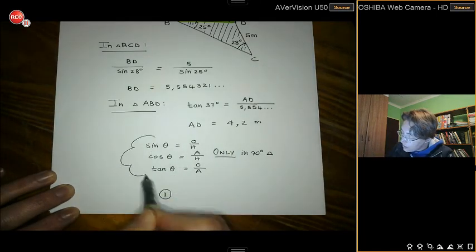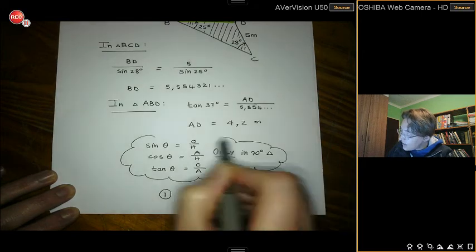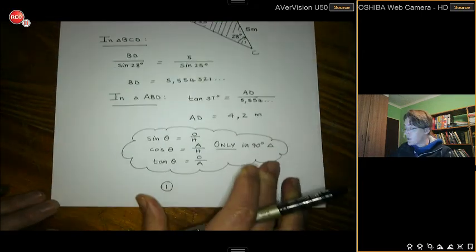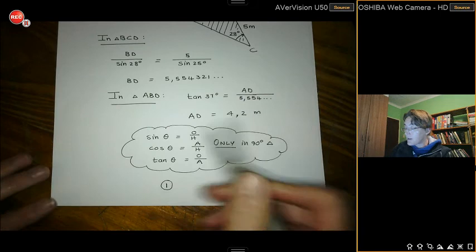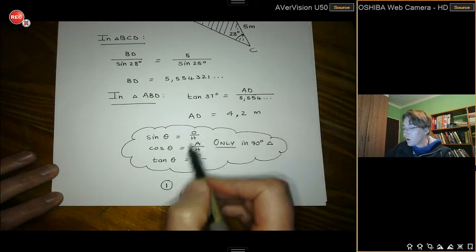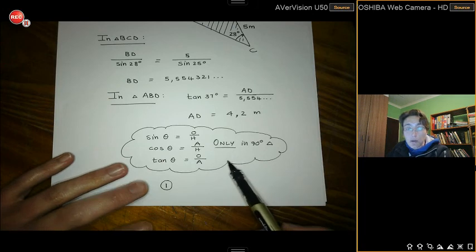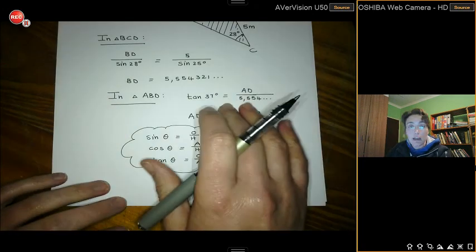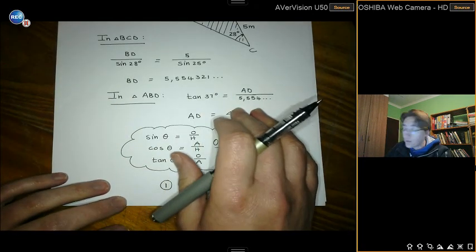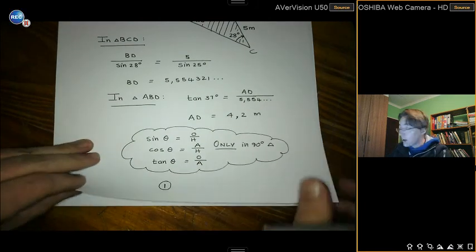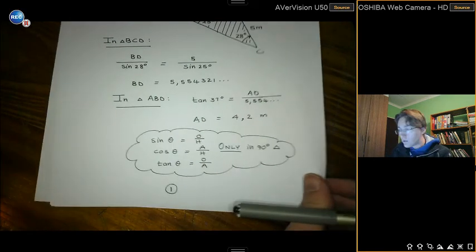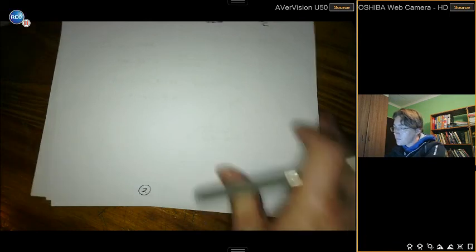And I think most of you have that mnemonic device. You memorize it by sounds, where you go soh, cah, toa. So please remember, this is what I'm going to be using, but you are perfectly allowed, if you want to try it, to use the sine rule. Okay, right, let's do another example of these. Hopefully you will get this as we go along.